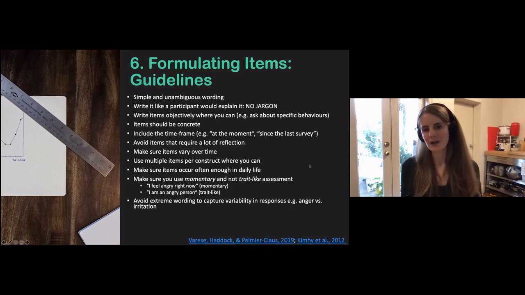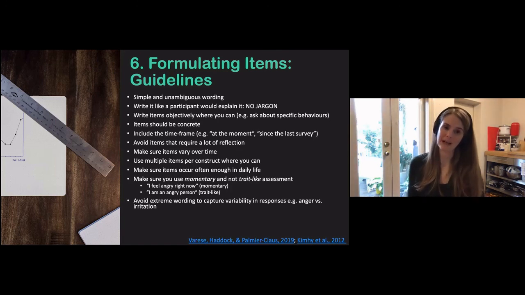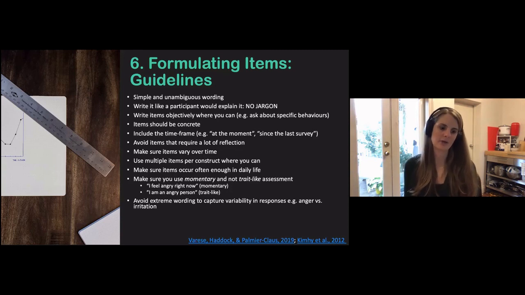You want to avoid extreme wording so you capture this variability. I'm asking about anger, but of course, if you think back on your own lives, most of you wouldn't have felt very strong anger over the past day, for example. But if I asked you if you were irritated or frustrated, you might have been able to endorse those items. So sometimes in ESM, it's useful to use less intense versions of the same variables.